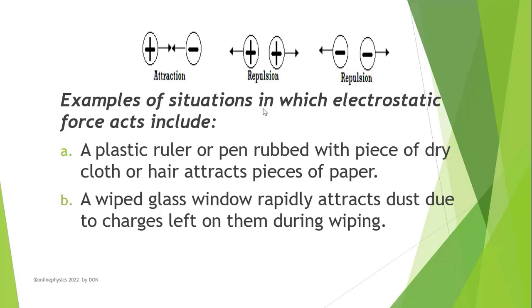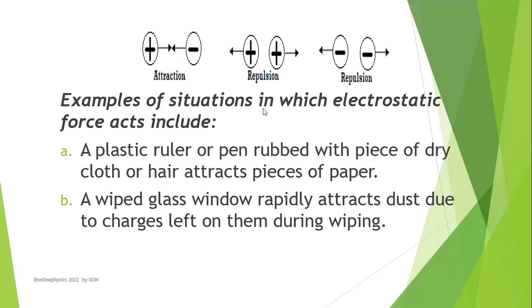What are some of the examples of situations in which electrostatic force acts? The first one: a plastic ruler or pen rubbed with a piece of dry cloth or hair attracts pieces of paper. This is a very good example which we have already done from primary school up to our secondary school. Now we're talking about it.